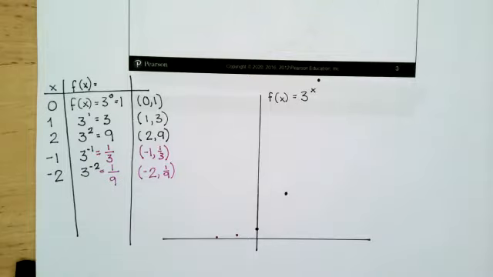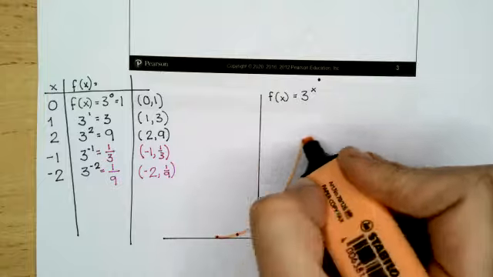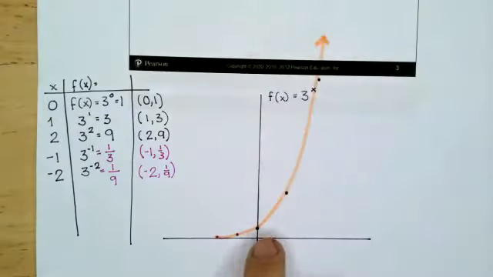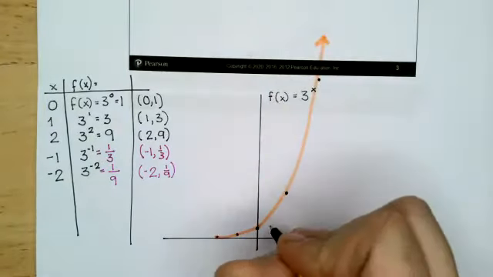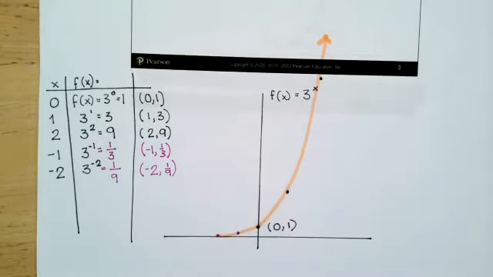That's it. The base is greater than 1. It's exponential growth. There's no x-intercept. The y-intercept is always going to be at the point (0, 1). Good. And it's smooth. It's continuous. So that is a graph of exponential growth.